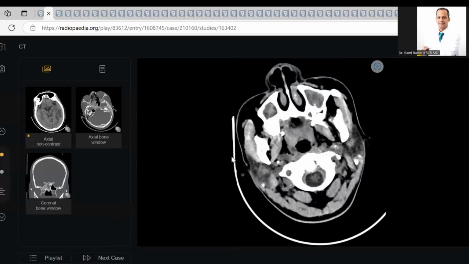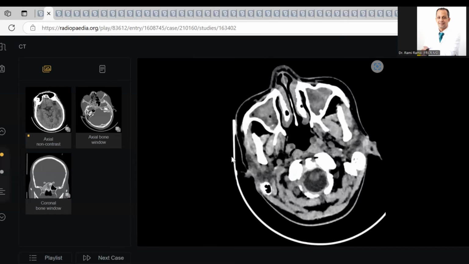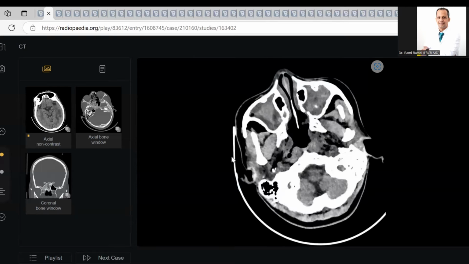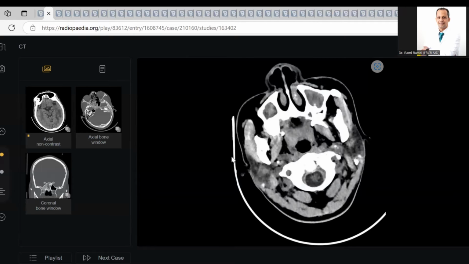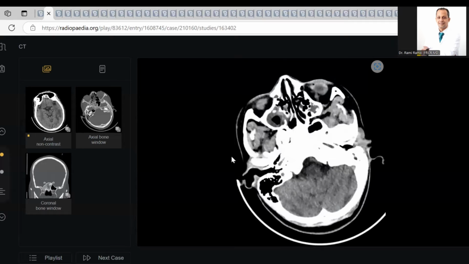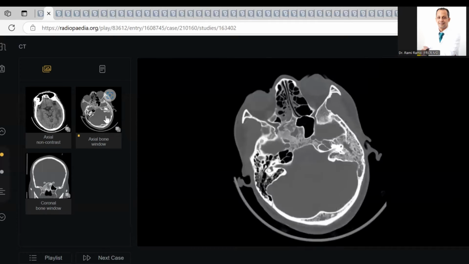However, in my routine practice, I will look at the post-contrast images. Sorry, do you want to see something else in this CT? Yes, I would like to see the bone window to see if there is any evidence of fracture.